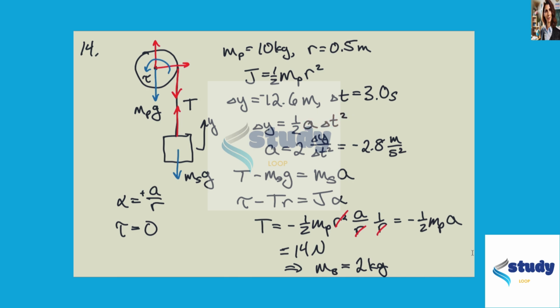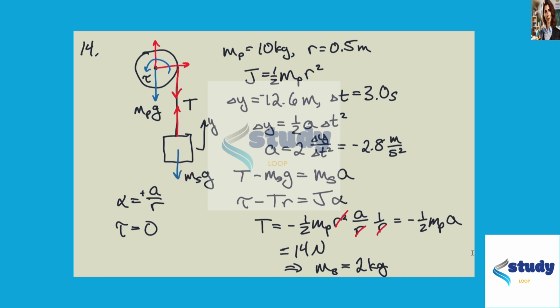And again, if we measure 0 from where the stone started and it had zero initial velocity, then this is the expression. And we can figure out that a is 2 times delta y divided by delta t squared, and that comes out to be minus 2.8 meters per second squared. So the stone is falling.